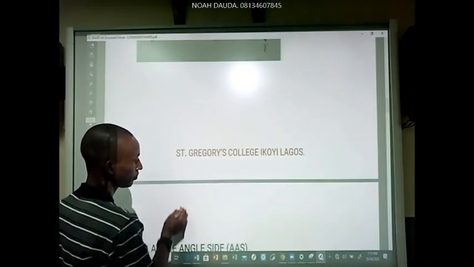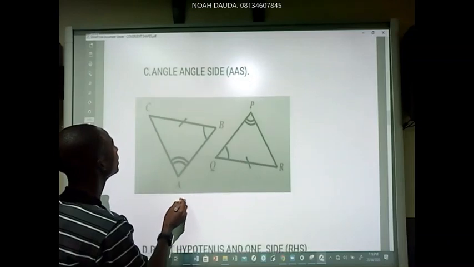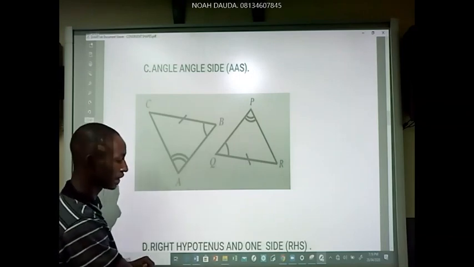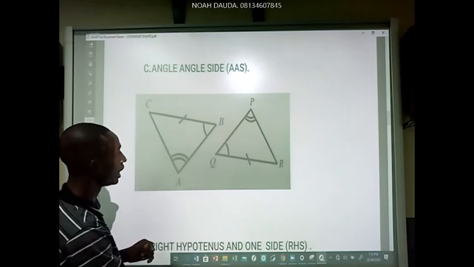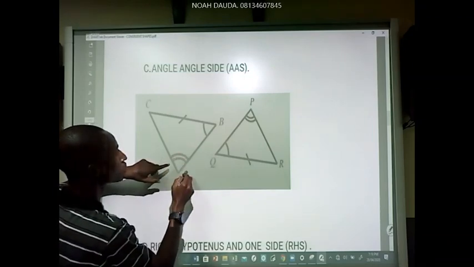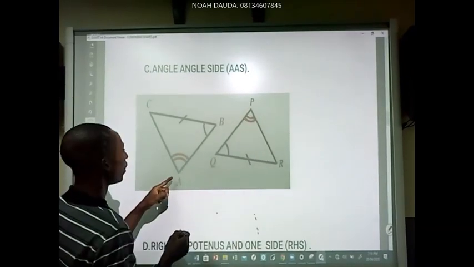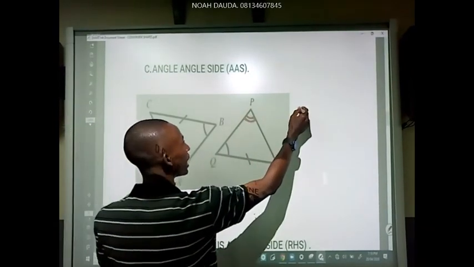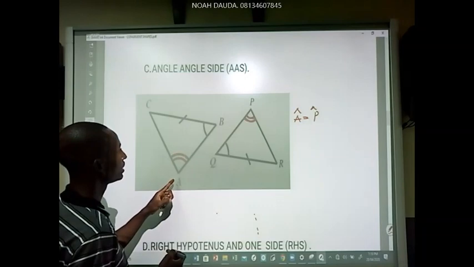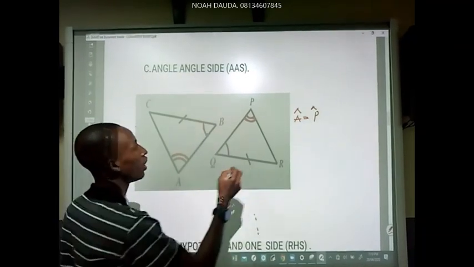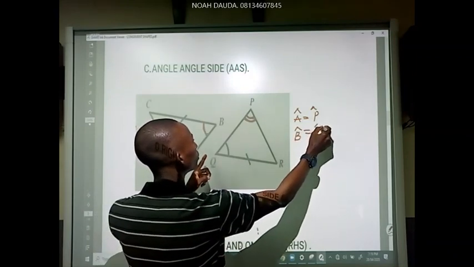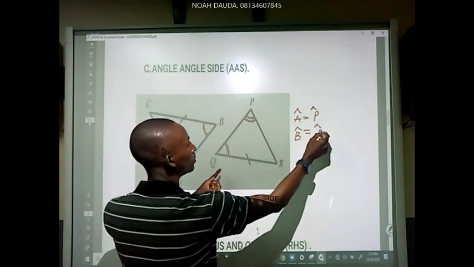What does it say? The next condition says angle-angle-side. What do we really mean by that? In the case of this diagram, let's take a look at this together. Now, look at these two angles, and these two angles are the same. So I can easily say angle A is equal to angle P. In the same way, look at this angle, your angle B is also equal to your angle Q.